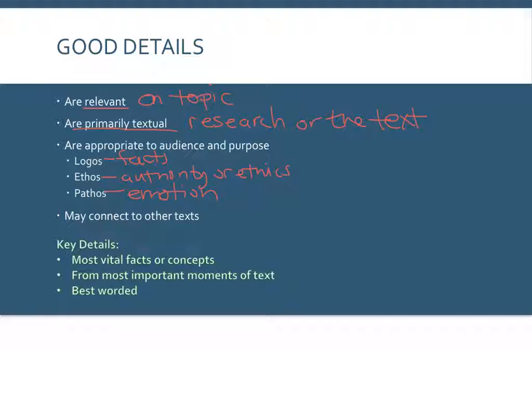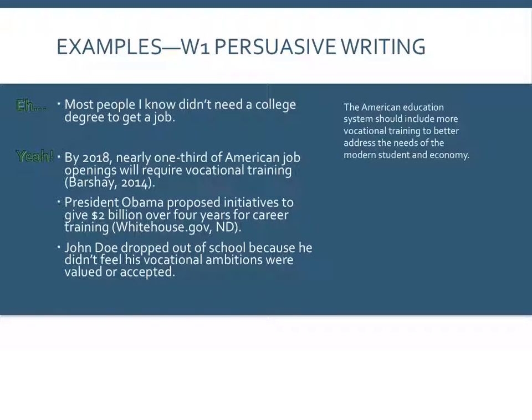For the most important moments of the text, when we're talking about a literary analysis, for instance, you probably would want to have a quote from the climax of the piece, perhaps one that shows clearly the conflict of the piece, or the best worded. Some phrases are stronger than others. Sometimes the author might use some alliteration or some other figurative language technique to help make a phrase sound better. And those are better details to use because they'll sound better in your paper as well.